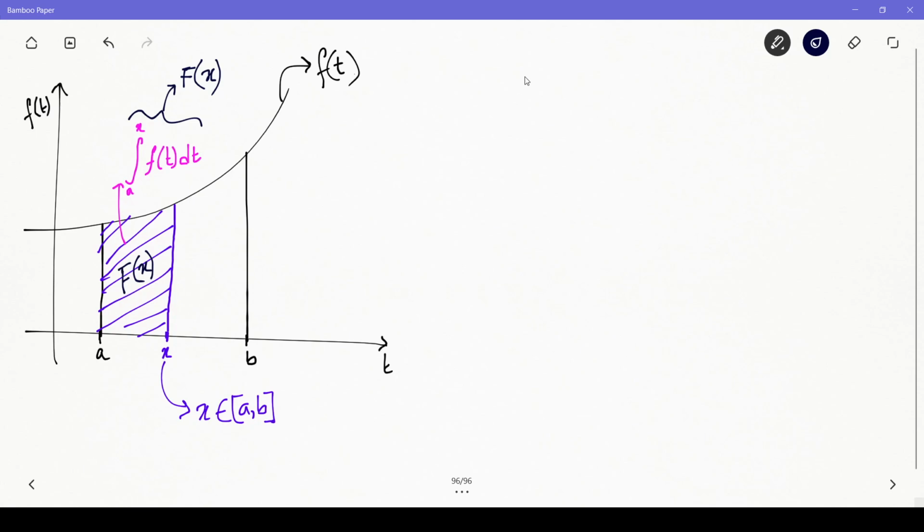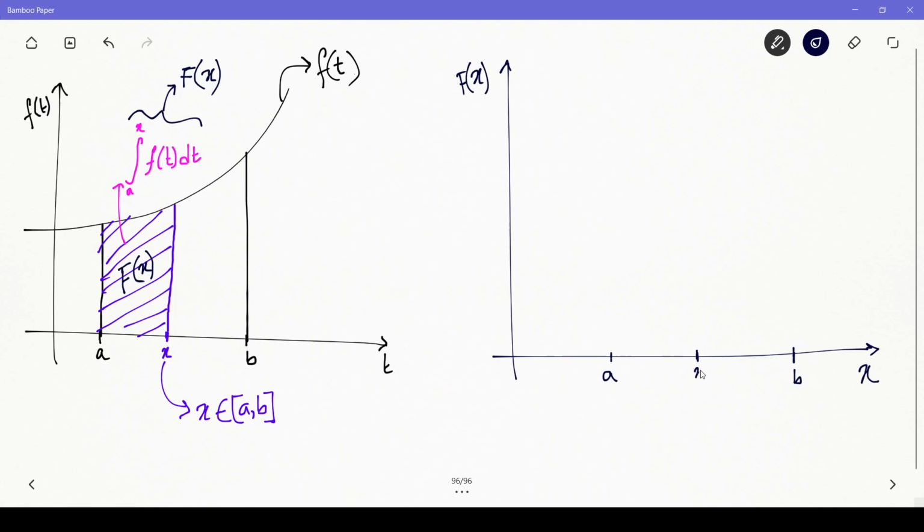Okay, if we try to draw the graph of capital F of x, let's say this is x, and this is capital F of x. Okay, fine. So we have a lower limit a, of course, and an upper limit b, of course, for the value of x. And between these two ends of the interval, we are taking an arbitrary value of x, right?